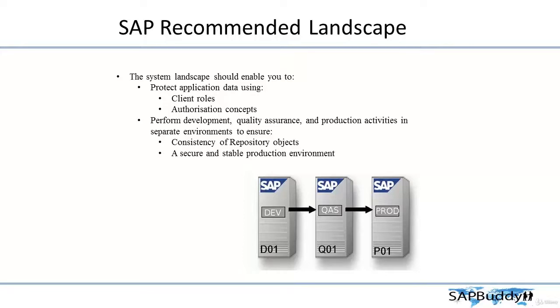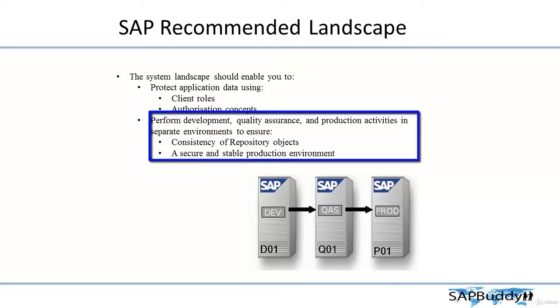So that you have an authorization concept which is entirely different in each system, whereas in the productive system you have an authorization concept which is quite restrictive, so that the business data cannot be manipulated or seen by unauthorized people. Whereas if you keep the systems in one central system, then it will be quite complex. It will not be easy to manage or protect this data from the authorization perspective.